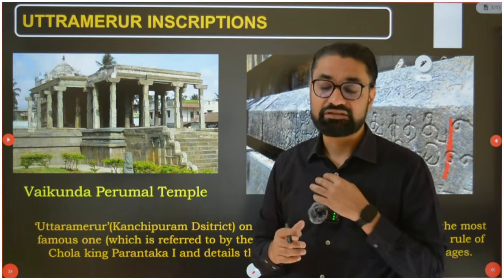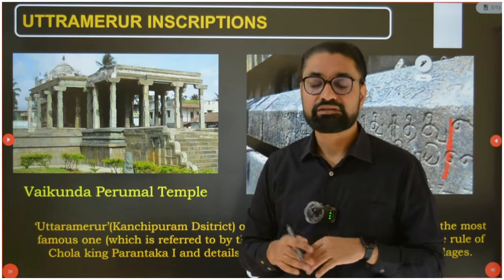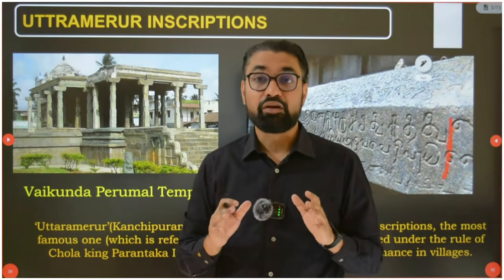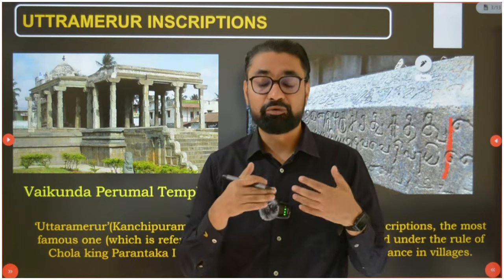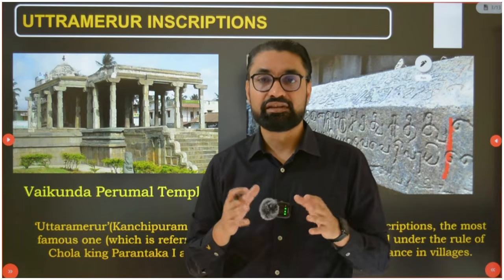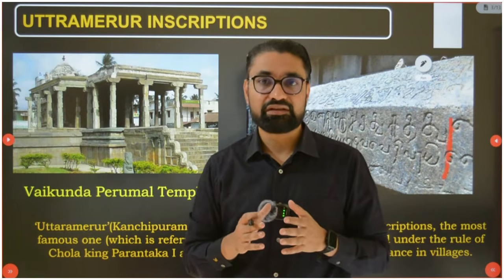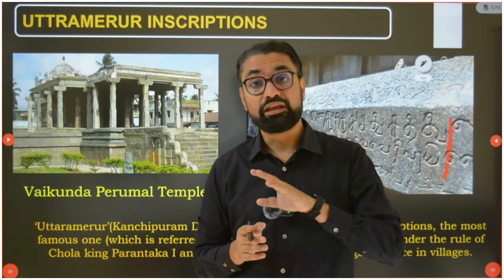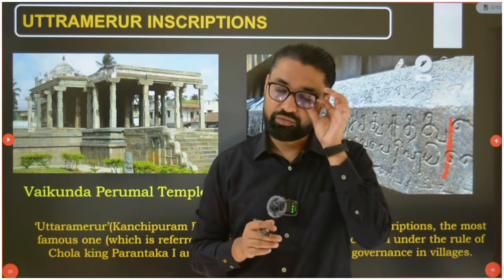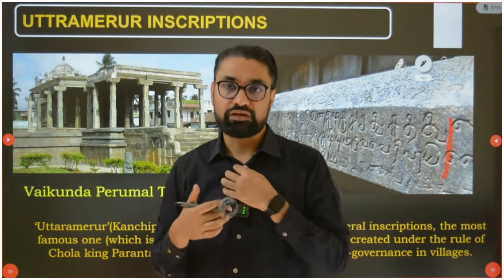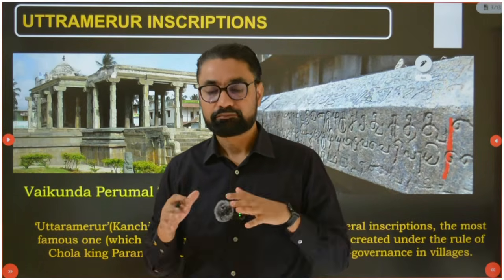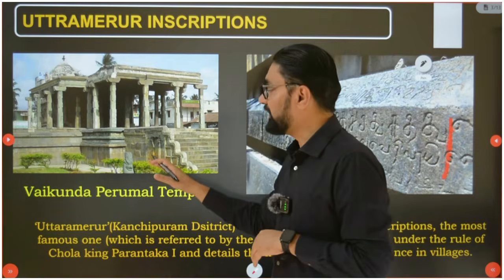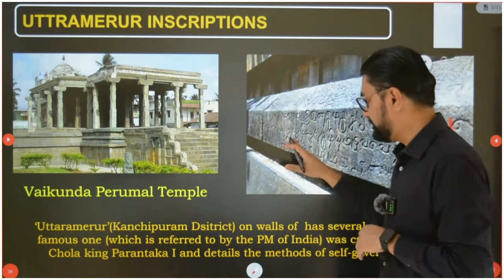It has many inscriptions which are known as UTTRAMERUR inscriptions, and from them we come to know the entire process of electing the people of the village administration, the members of the wards: how their selection process is, what their qualification criteria to be a member of the wards are, what functions and duties they have, how they can be removed. It was clearly defined on those walls, showing how autonomous villages used to work during the Imperial Chola time period. I have given you an image here of the UTTRAMERUR inscription on the walls of the Vaikunda Perumal temple.